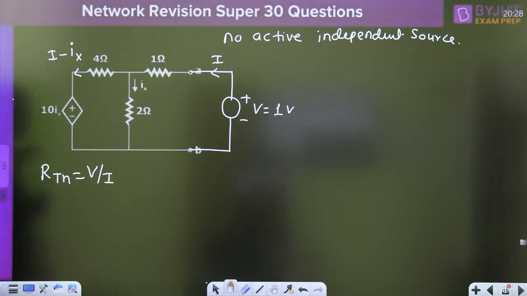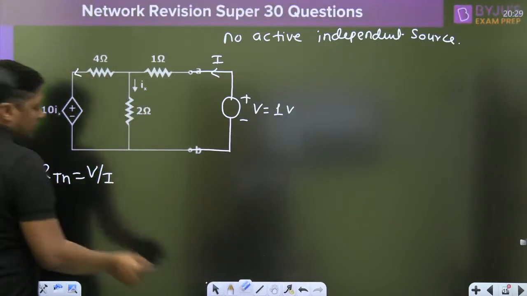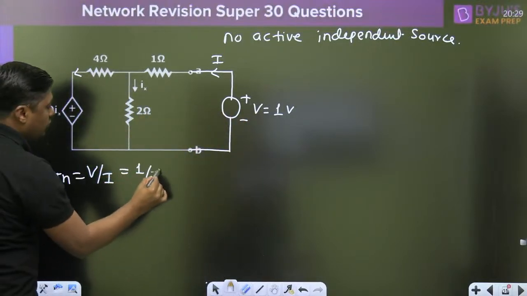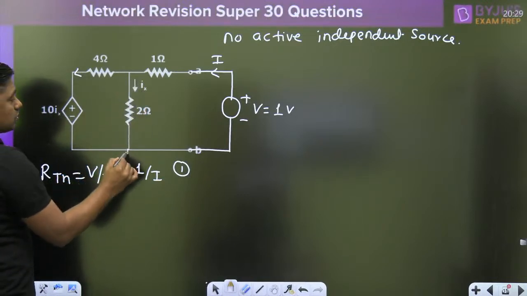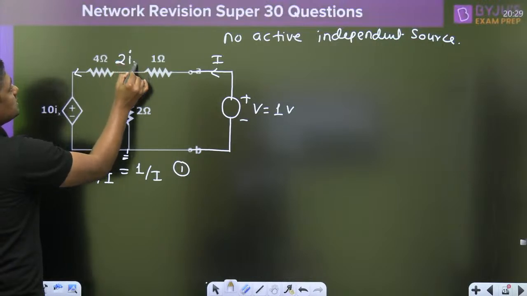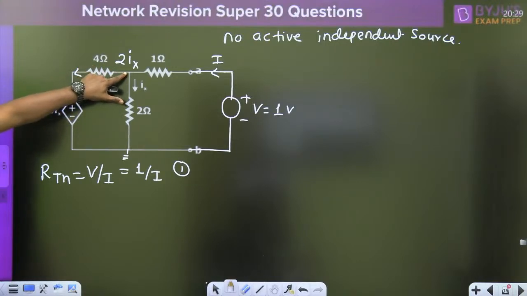This is one way. Or I am going to give you a very simple method. Here V is equal to 1 volt, so this will become 1 by I. First of all, this is equation number 1. Ix into 2, that is the voltage at this point. So this will become 2Ix, because remember this is the 2 ohm. So what is the voltage at this point? 2Ix.